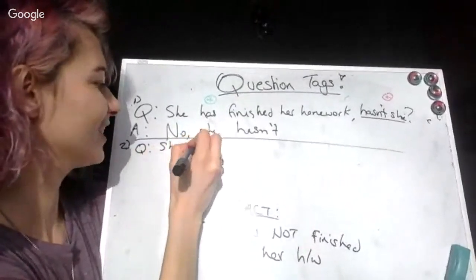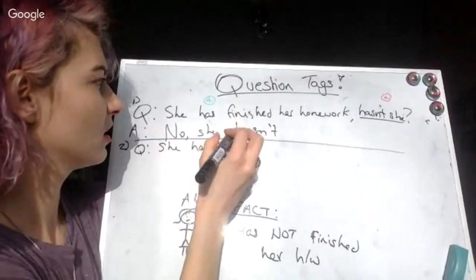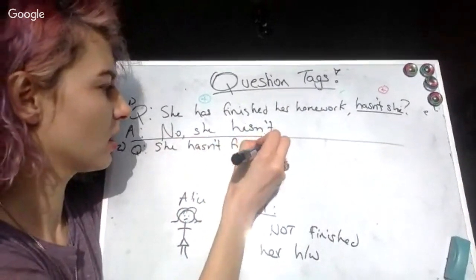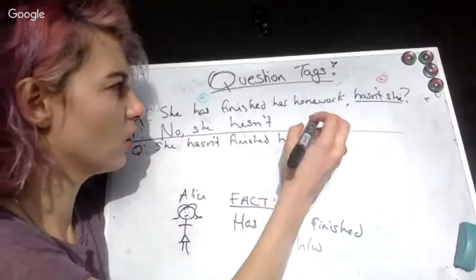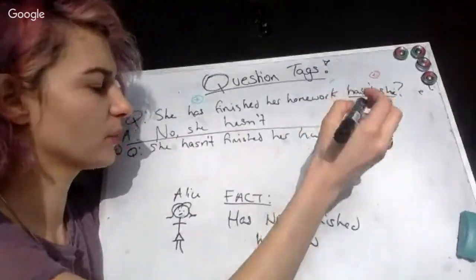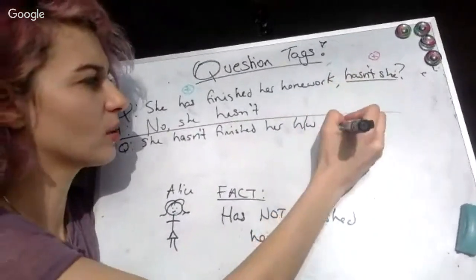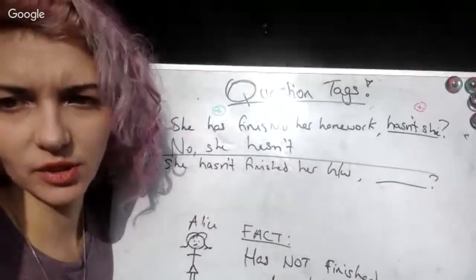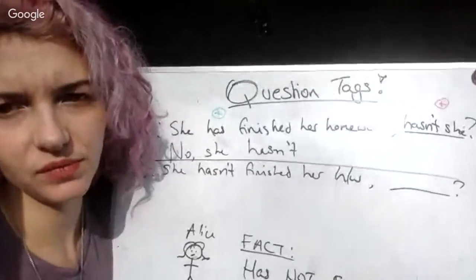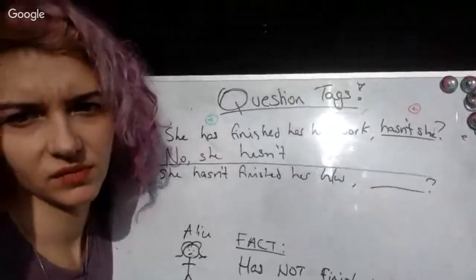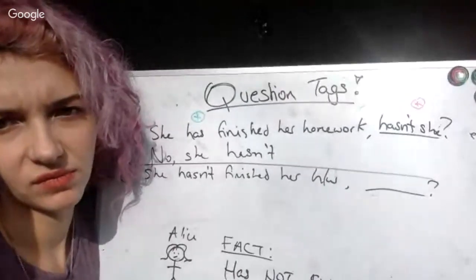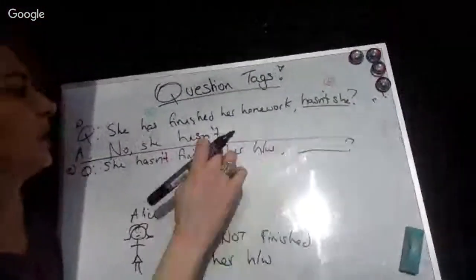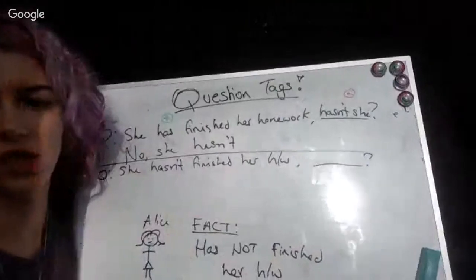She hasn't finished her home. I'm just going to write HW, homework. What's the question tag here? She hasn't finished her homework. Let me know in the comments again. So what should the question tag be here? She hasn't finished her homework.